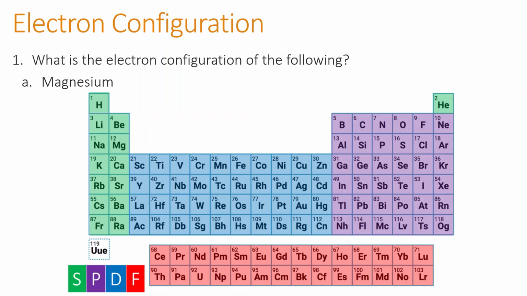Okay, so now we want to write the electron configuration of magnesium. Magnesium is Mg, and that's atomic number 12, which means that magnesium has 12 electrons. For each of those 12 electrons, we need to indicate an energy level, a shape, and how many electrons are present. When you do electron configuration, you always start at the beginning with hydrogen.